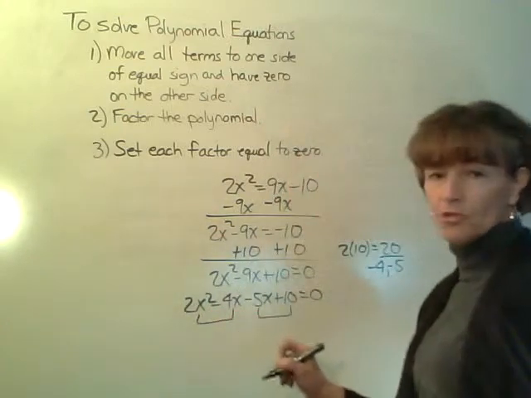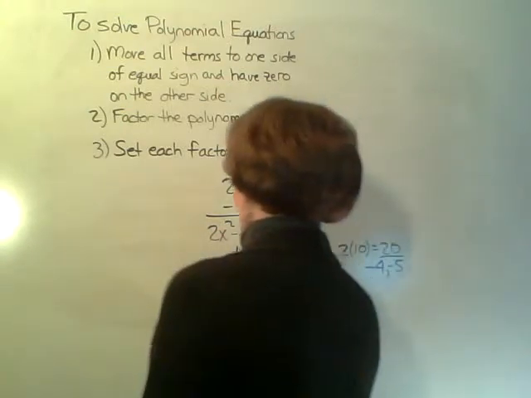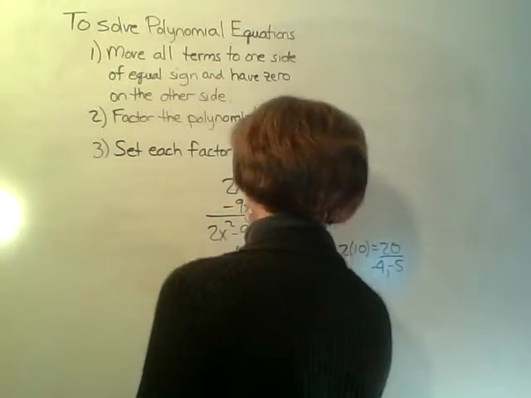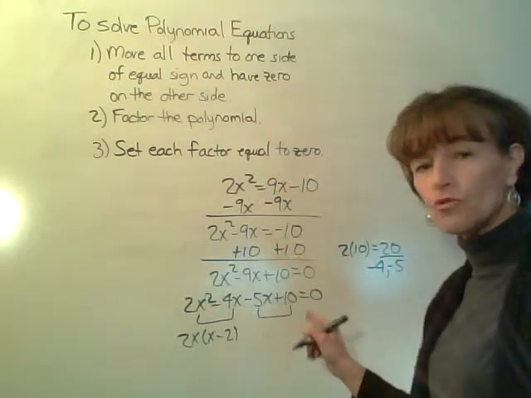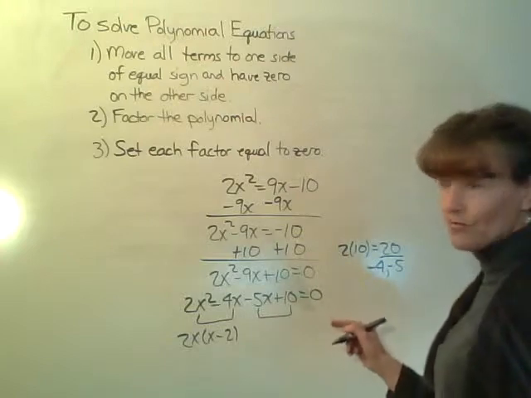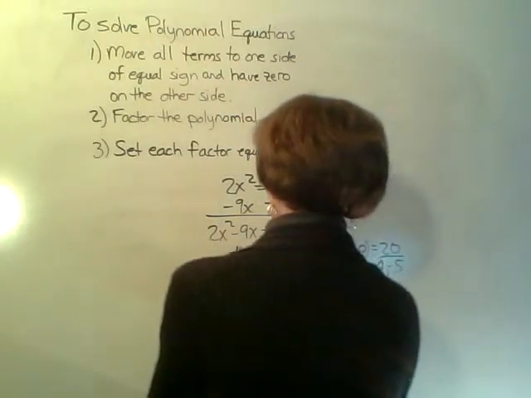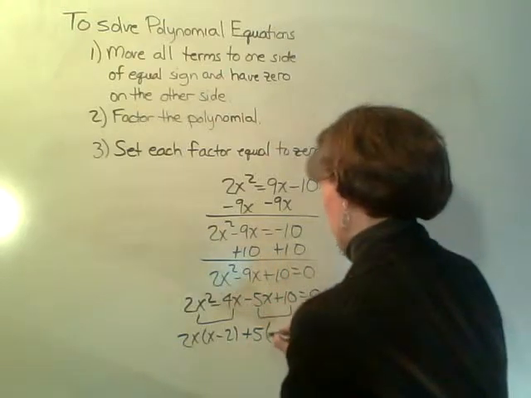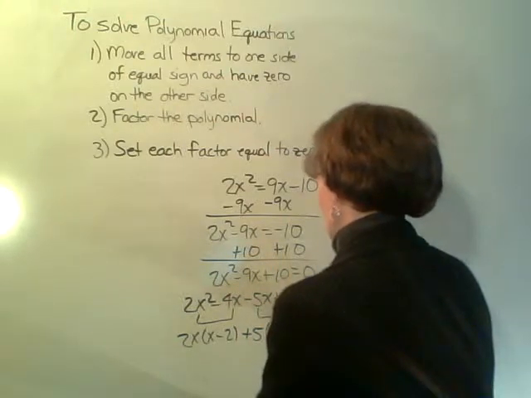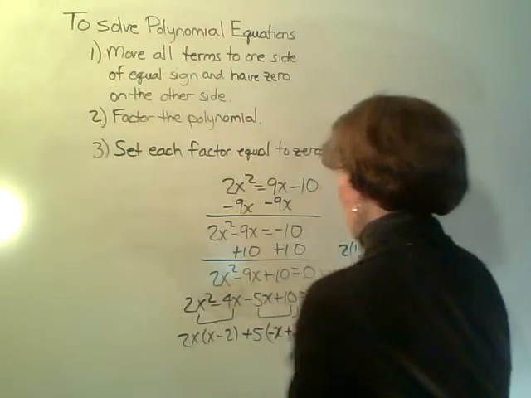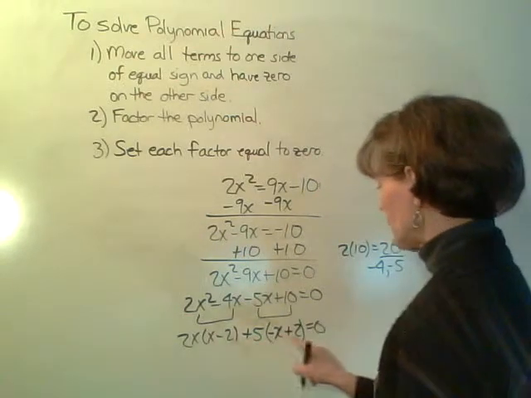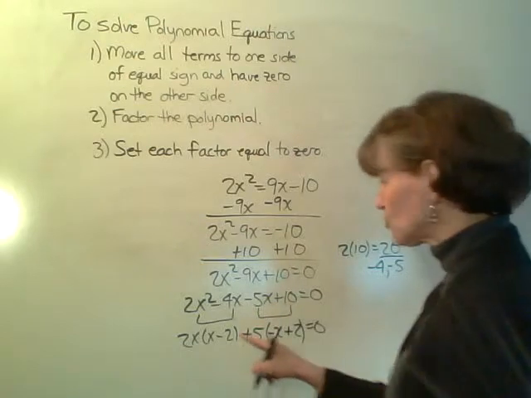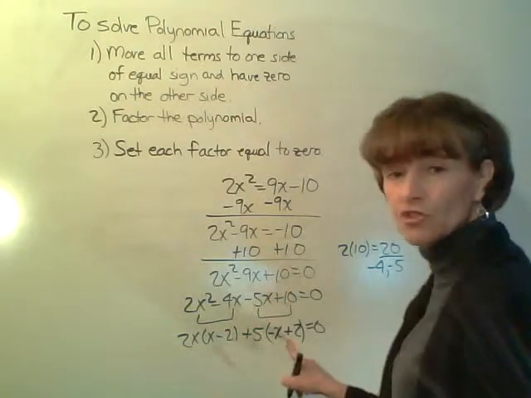So I'll group the first 2 terms and the last 2 terms together. In the first 2 terms, I can take out a 2x, and I have x minus 2. The last 2 terms, I could take out either a plus 5 or a minus 5. So let's take out a plus 5 and see what happens. All right, when I take out a plus 5, I have minus x and then plus 2. Well, these two factors do not look exactly alike, but I do notice that they're additive inverses. Each term of one is the negative of each term in the other.